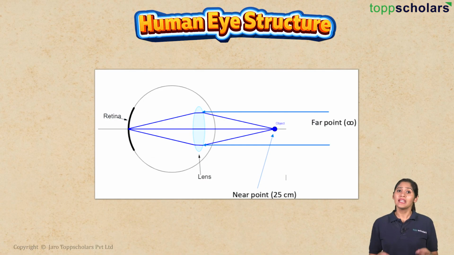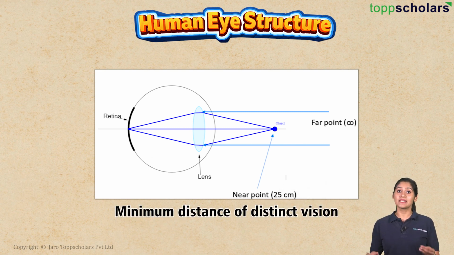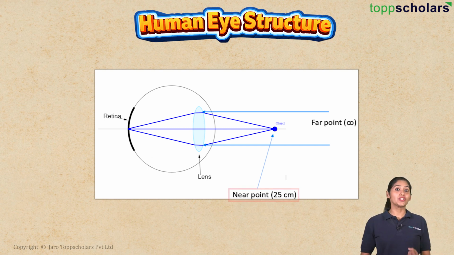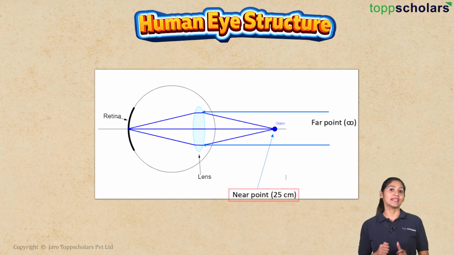So there must be a minimum distance at which an object should be kept from a normal eye for a clearly visible image to be formed on the retina without any stress on the eyes. This is called the minimum distance of distinct vision. The position of the object at this distance is called the near point of the eye, which is 25 cm for a normal human eye.